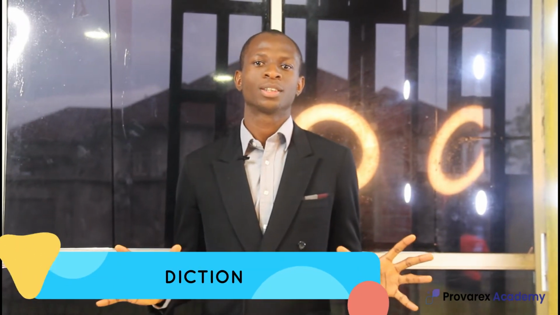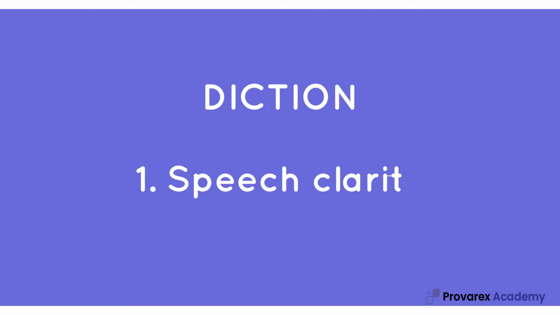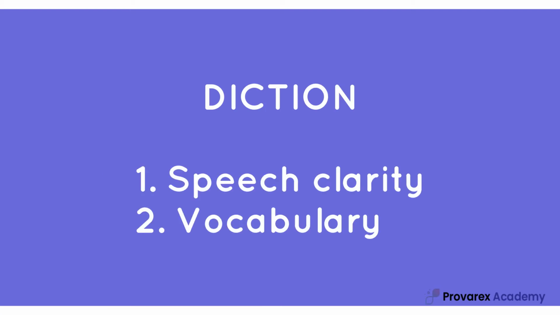Diction. What do we talk about when we talk about diction? Diction is not about talking posh, but about talking in such a manner that your audience hears you and understands you. There are two major components of diction: speech clarity and vocabulary.